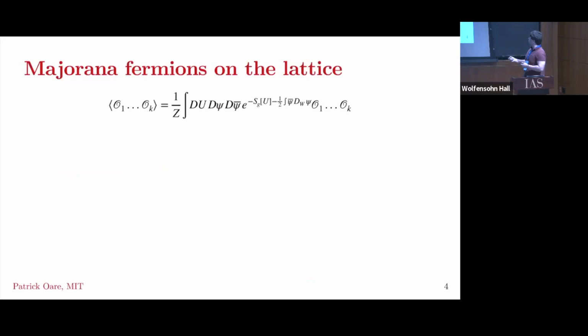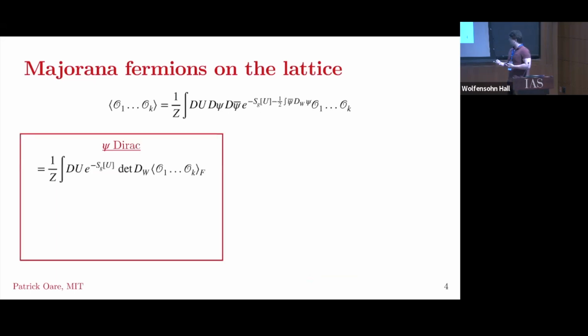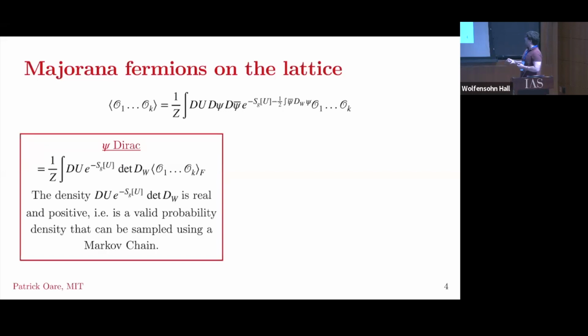And this is sort of the crux of why I think you haven't seen a 2D adjoint QCD computation using lattice gauge theory before, is because Majorana fermions are pretty hard to simulate on the lattice. So generally, we're trying to compute k-point correlation functions by sampling from a probability distribution to compute the path integral. And when your fermions are Dirac, you can integrate the fermions out and you get a determinant of the Dirac operator. Now, in many cases, you can show this is a real and positive density, which means that you could sample it using a Markov chain.